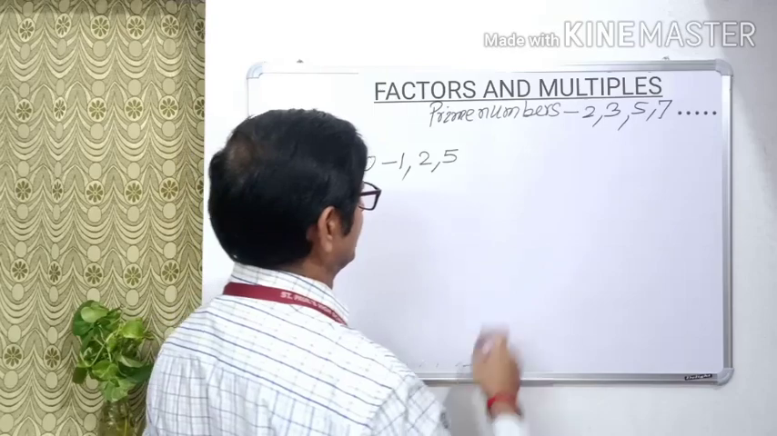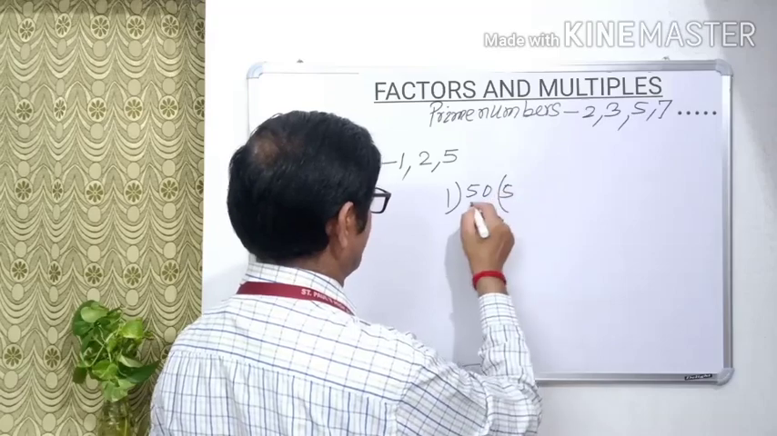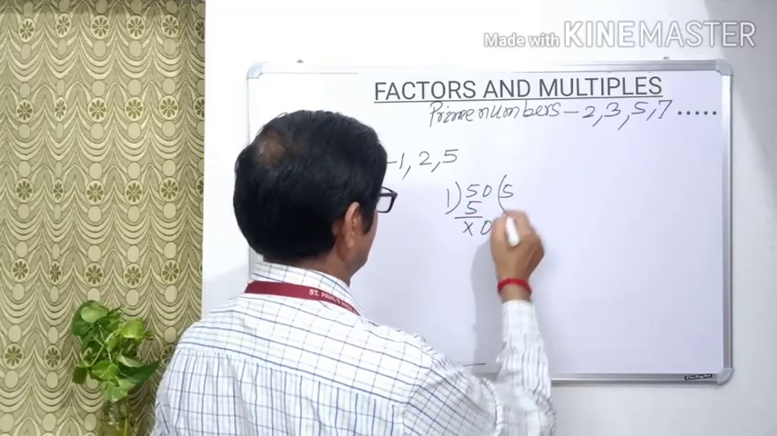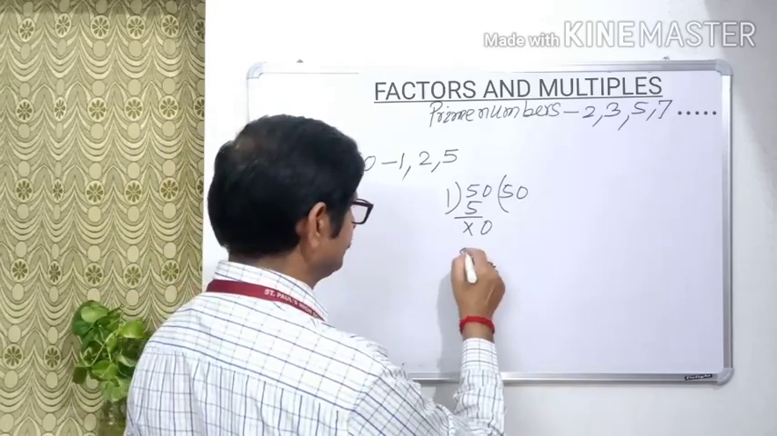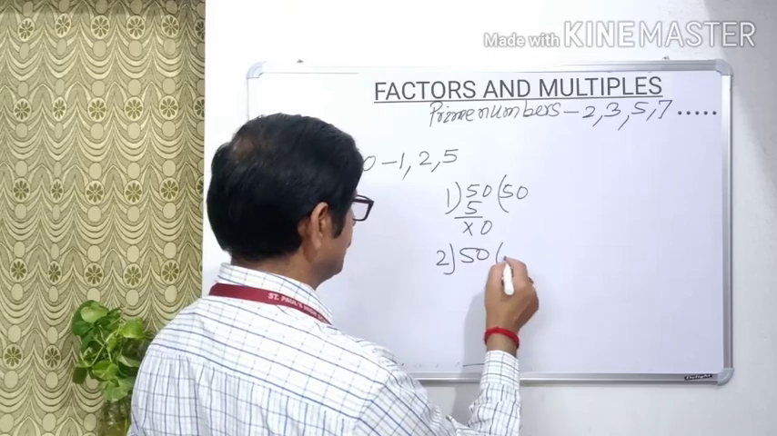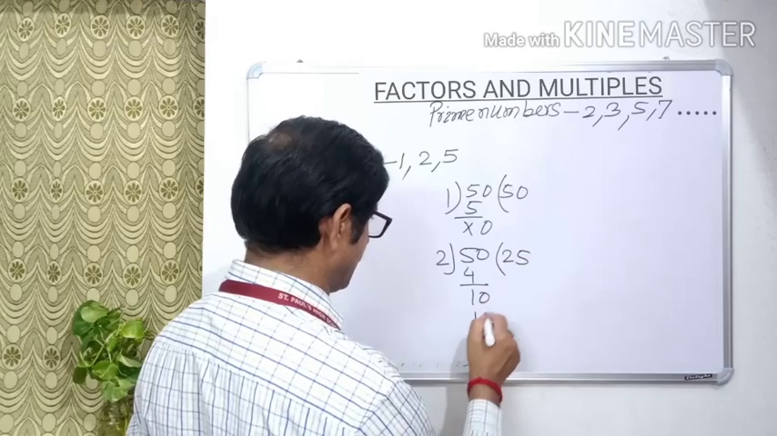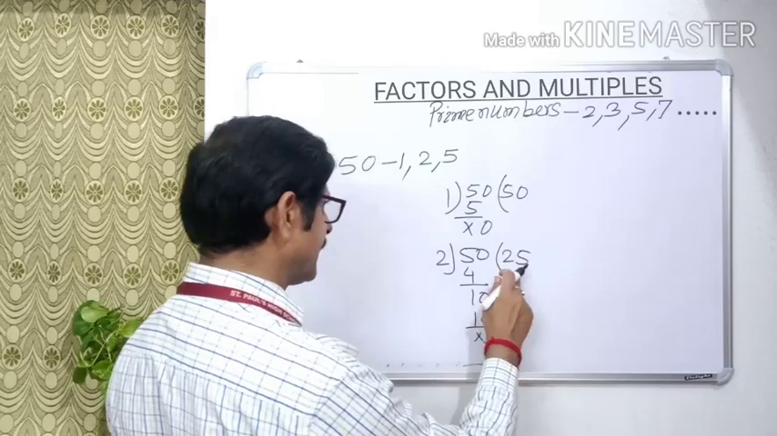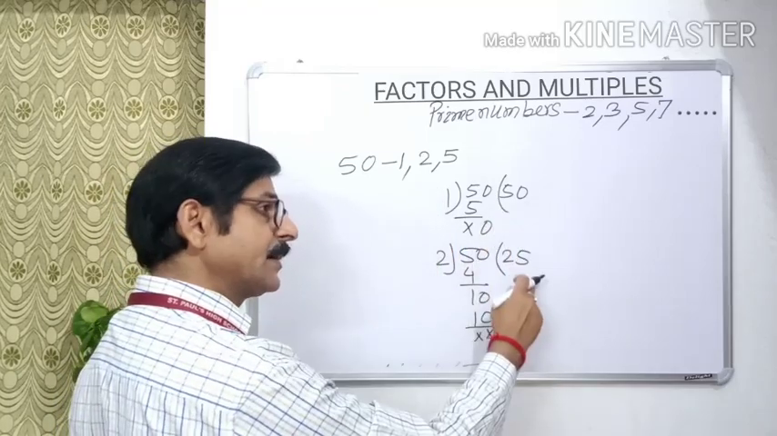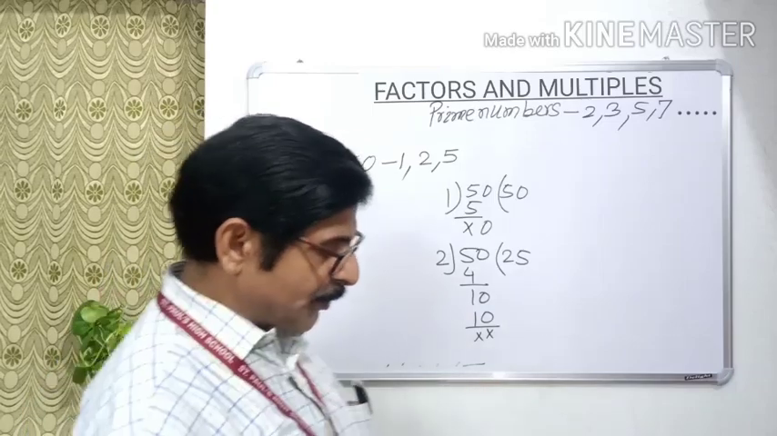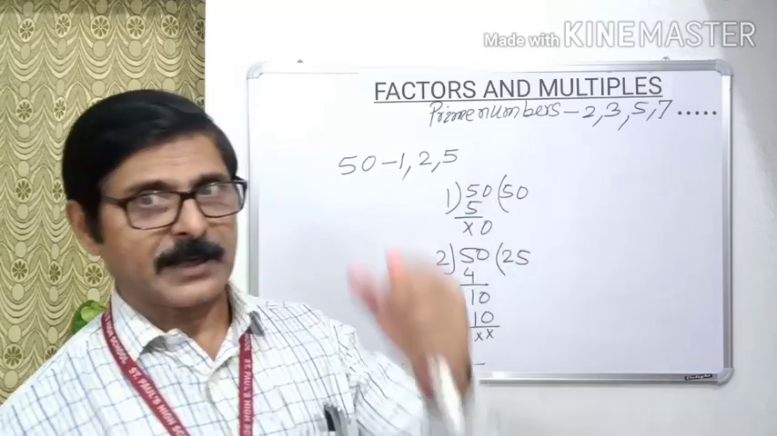Divide this 50 by 1. 1 5s are 5, and the quotient you get is 50. Divide this number by 2. 50 by 2: 2 2s are 4, 10, 2 5s are 10. The quotient is greater than the divisor. But as we increase the divisor, the quotient decreases. We will test up to a point where the quotient is equal to the divisor or less than the divisor.